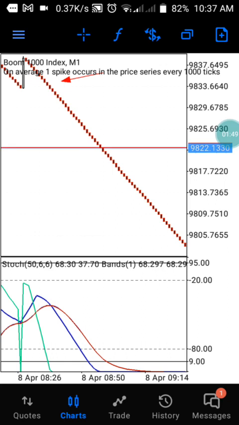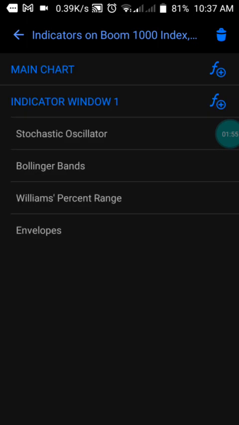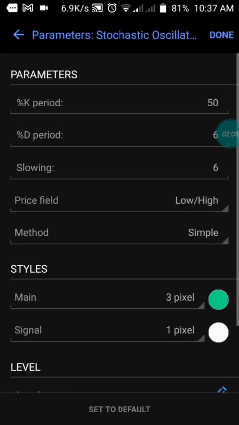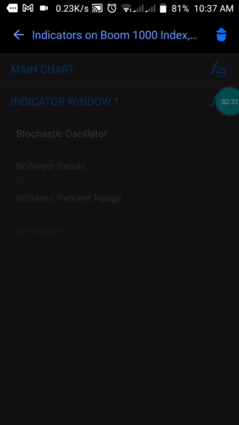So let me show you the settings of this strategy for you to also have it on your phone. For this strategy, we have just four indicators here, and everything is going to be on our window indicator. We have the first one, which is the oscillator. Here our percentage K is 50, our percentage D is 6, and our slowing is 6. We have our price feed as low/high, and our method is simple. We have the main color in green, but you can choose any color of your choice. Your signal can always be white because that is the background color of my own chart here.